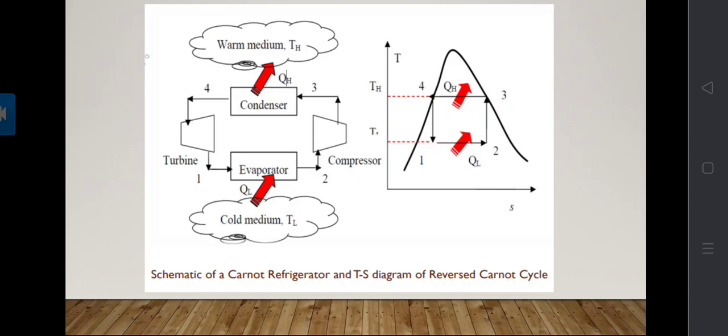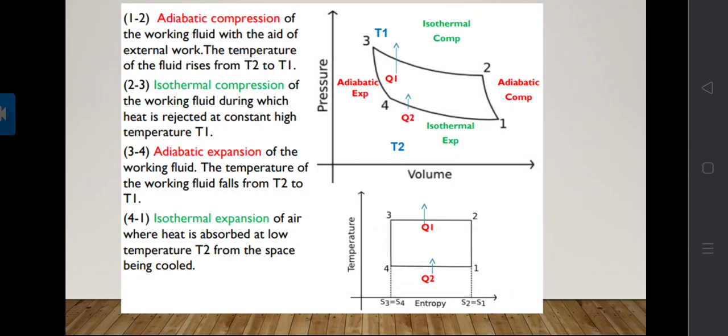That is TL to TH. In all these processes of the Carnot cycle, heat absorption and heat rejection take place at constant temperature. We can see here that all heat absorption and heat rejection processes take place at constant temperature, and the compression and expansion are adiabatic. This is about the TS diagram of the reverse Carnot cycle.